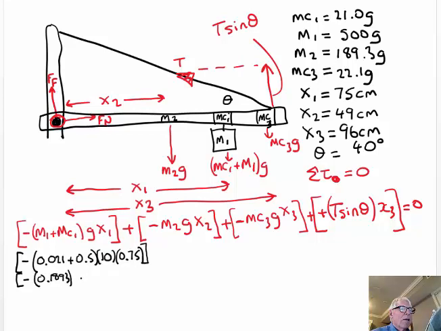And I'm going to add on to that minus M2, 0.1893 times 10. And the distance to M2 is X2, which is 0.49. I'm going to add on my next term, which is going to be the little clip, which is 0.0221 times 10 times, this is 0.96.